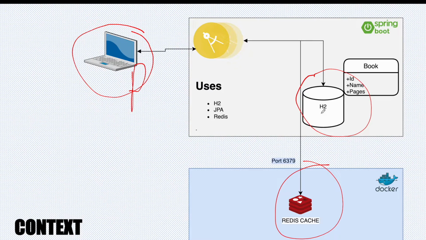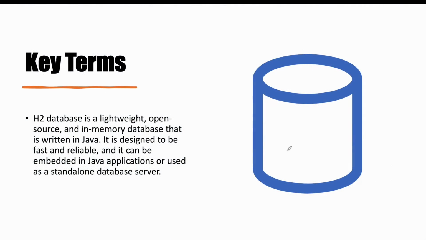So this is the goal, and the Redis cache shall be sitting on Docker. I'll show you how to do that, and that's the overall aim of this video. So let's start with some core concepts. H2, like I said, is a lightweight in-memory database.